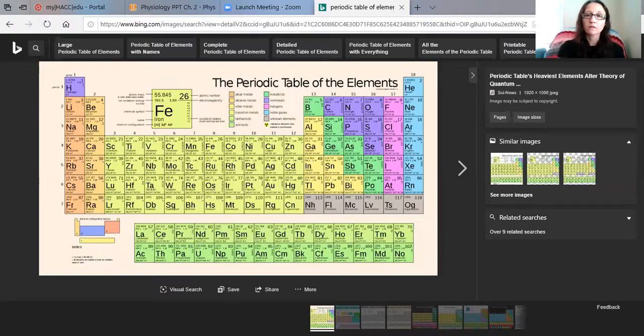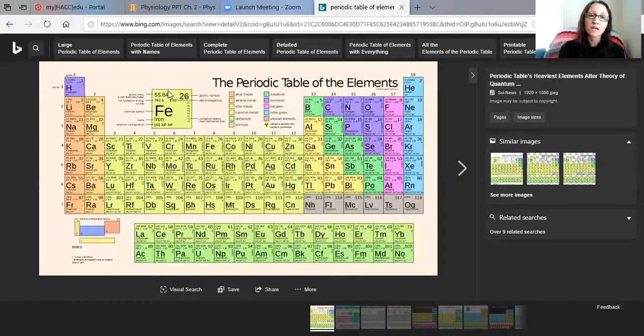So they are all slightly different, but this is one that is most agreed upon. So what we have here is iron, Fe, and then up in this corner, you have the atomic number. Now, what does the atomic number represent again? Yes, the number of protons in the nucleus. The number of protons is the atomic number. Good. So 26 is iron's atomic number.